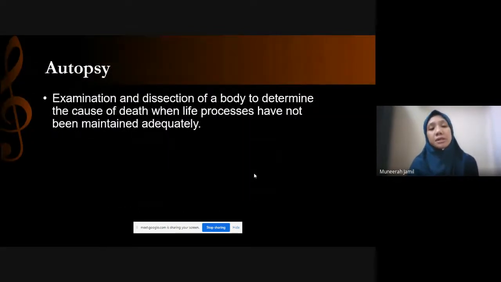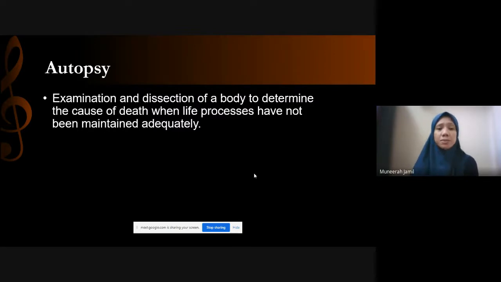Okay, now autopsy is actually an examination and dissection of a body to determine the cause of death when life processes have not been maintained adequately. So when someone is dead, we do autopsy in forensics to determine the cause of death. Okay, but not all cases lah. But in anatomy, doing autopsy, during my time dulu, it's very important, because there we will learn about the actual structure of the human body. So zaman saya belajar, we were using the cadaver.